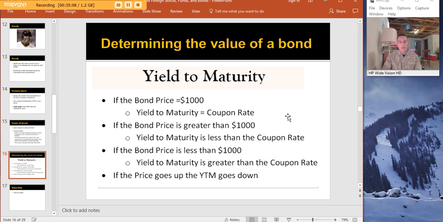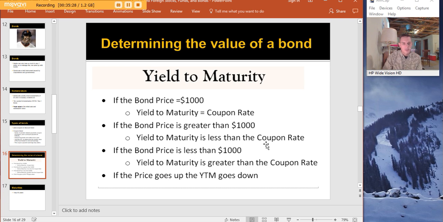If the bond price is greater than $1,000, the yield to maturity is less than the coupon rate, so we'd know whether it's higher or lower based on that. And if the bond price is less than $1,000, the yield to maturity is greater than the coupon rate. And if the price goes up, the yield to maturity goes down.